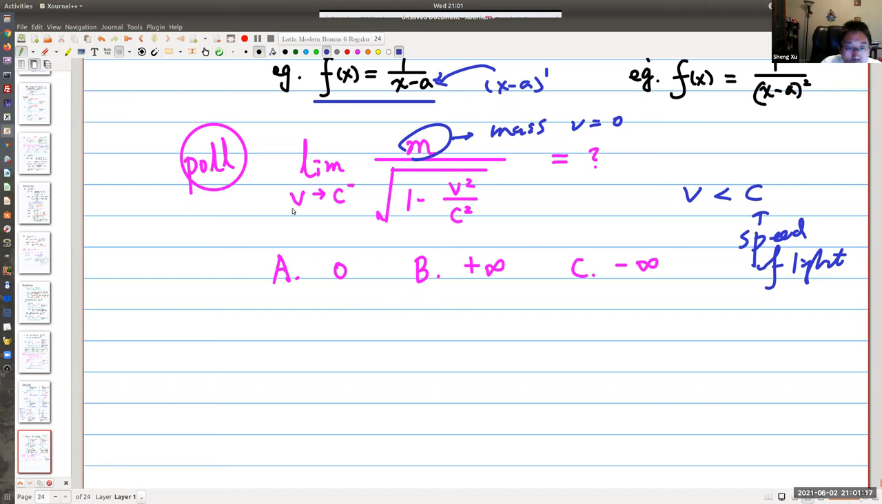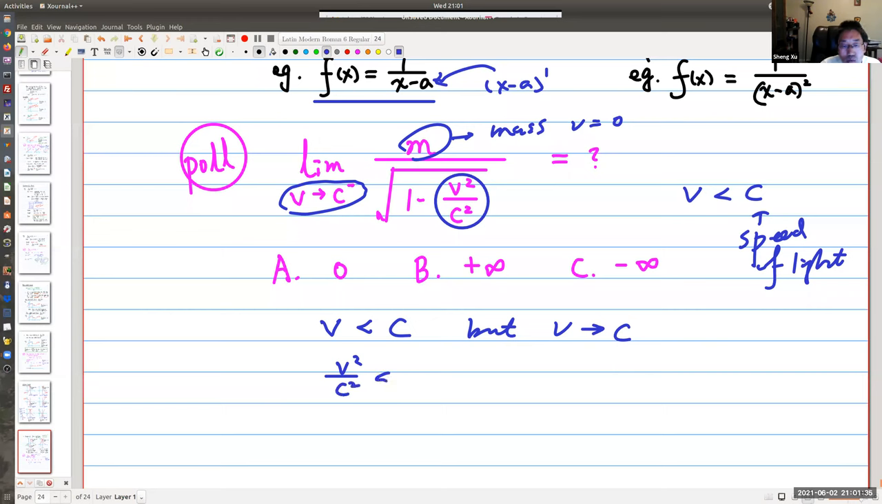So v approaches c from the left, meaning what? v is less than c, but v is getting closer to c, right? So if v is less than c, v squared over c squared should be less than one, right? c is bigger than v, right? So this one minus v squared over c squared, this part here should be positive. So it's a square root of a positive number. Otherwise it doesn't make sense, right? In physics. Okay? So it is m over the square root of a positive number.